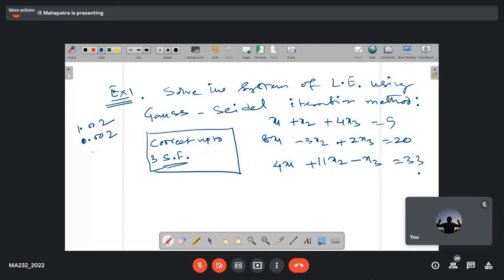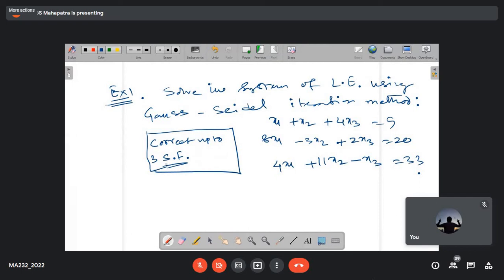How many significant figures are there here? 4. 4 here. No, it is 0.0002. How many significant figures? 1. Correct. What is the decimal places? Both are 3. Correct. Fine, so no need to discuss. So here it is correct up to 3 significant figures.